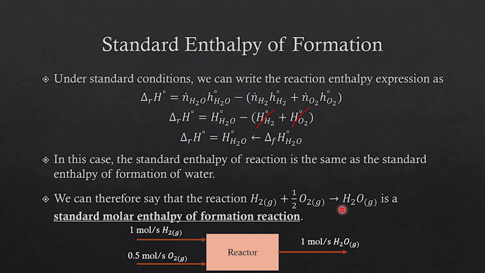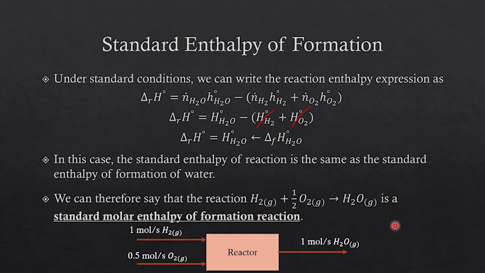To repeat, we have our three criteria for a reaction to be a standard molar enthalpy of formation reaction. That is, all of your reactants must be pure elements at their standard states. The second is you should only have one product, which is a compound. And the third is your product must have a coefficient of 1. If all of those three criteria are satisfied, then the standard molar enthalpy of reaction for this standard molar enthalpy of formation reaction is equal to the standard enthalpy of the product.